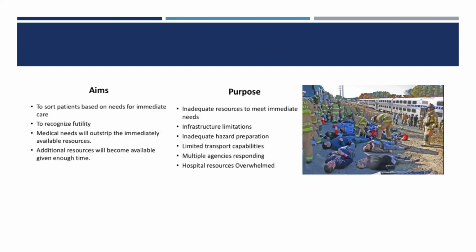The aims of triage include to sort patients based on needs for immediate care, to recognize futility. Medical needs will outstrip the immediately available resources. Additional resources will become available given enough time. The purpose of triage is inadequate resources to meet immediate needs, infrastructure limitations, inadequate hazard preparation, limited transportation capabilities, multiple agencies responding, and hospital resources overwhelmed.